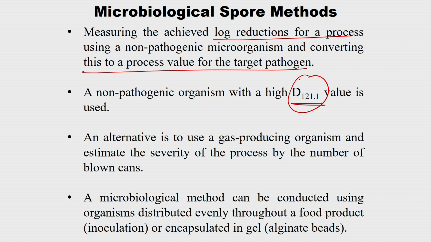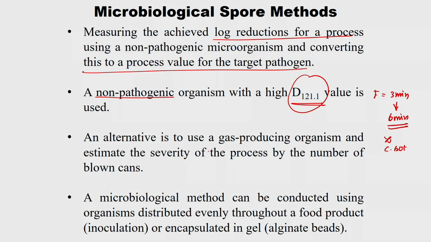Why do we need a high D value? Because I have already established a safer process, right. So, instead of an F value of 3 minutes, I already established 6 minutes. In these 6 minutes, no Clostridium botulinum species would survive, right. So, I need a higher D value of a similar organism, which we call a surrogate organism. We need to find a higher D value, but the Z should be the same as for C. botulinum, and the reference temperature should also be the same. With this I will conduct the microbiological spore test, right, which uses a non-pathogenic organism.